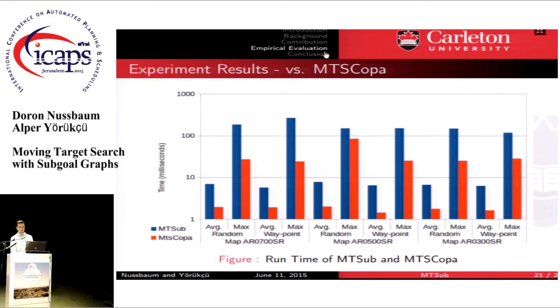And in the second set of experiments, we are comparing our algorithm against the MTS-COPA. MTS-COPA is an algorithm that heavily uses preprocessing, and it basically has a database and it makes lookups during the search to be able to solve the problem. I used only 3 constructed maps to be able to do the comparison. As you can see, MTS-COPA is better than our algorithm 3 to 4 times in average and maximum times.